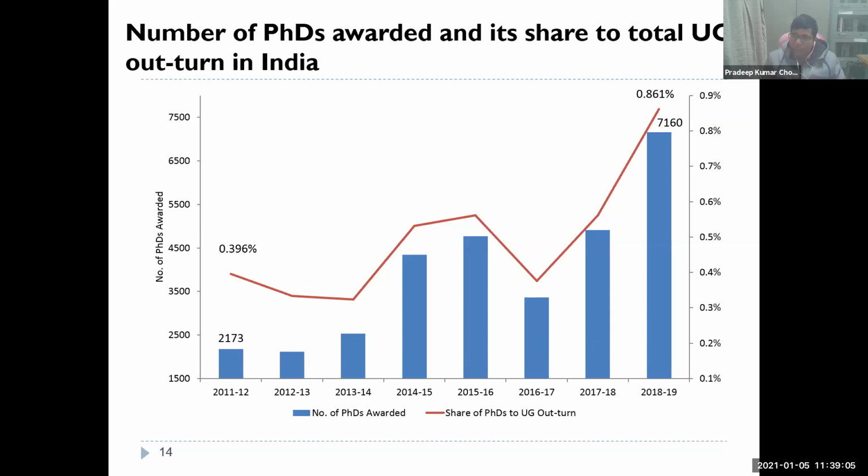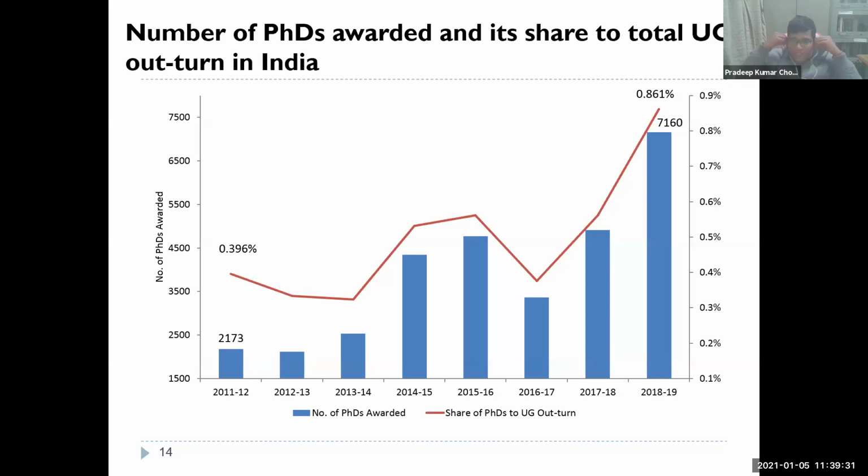The data is saying this. In 2018-19, only 7,160 PhDs were awarded. We need lakhs of PhDs for engineering. The lowest PhDs we are getting are in engineering, among all the disciplines in higher education, almost the lowest. So that's the kind of situation we are getting.